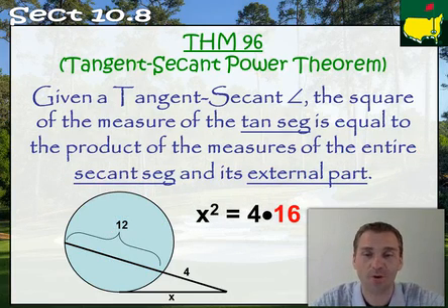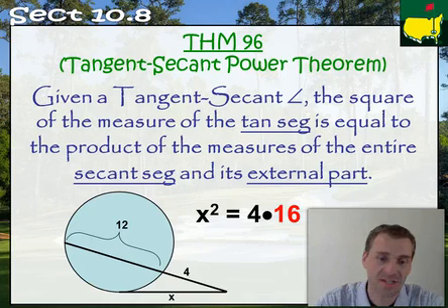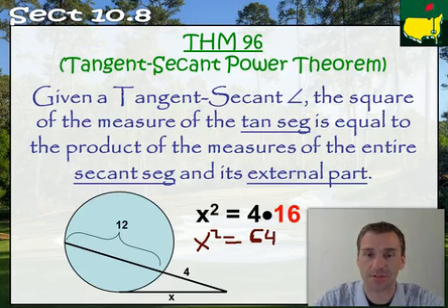So what it should be is this. It's 4 times 16, because 4 is this external part and 16 is the entire thing. Now when you solve this, it would just be x squared equals 60, whoops, let me make that a 6. It's an ugly 6, but 64.